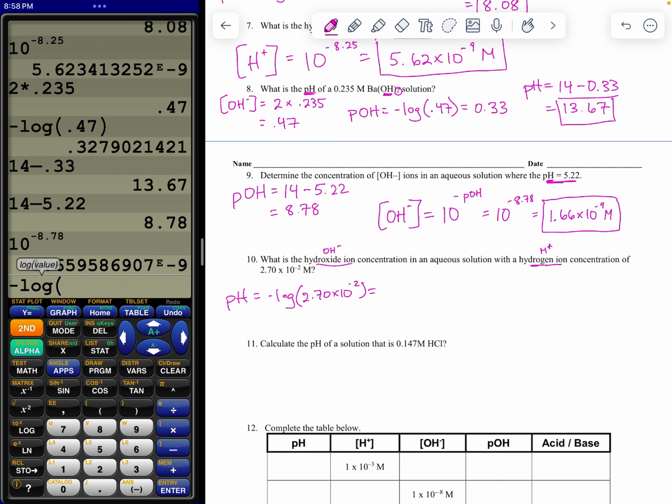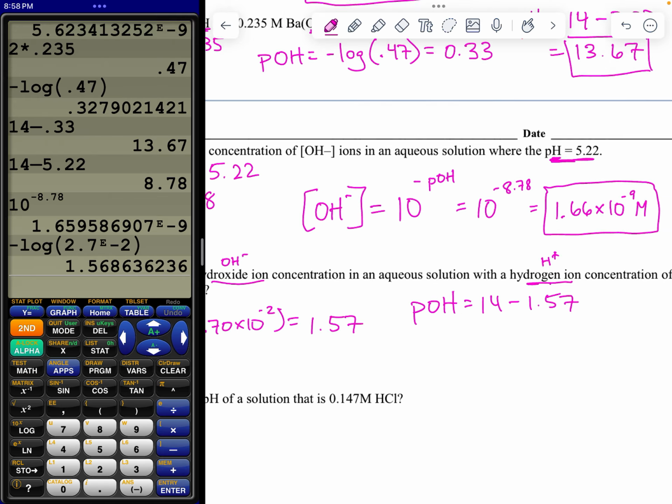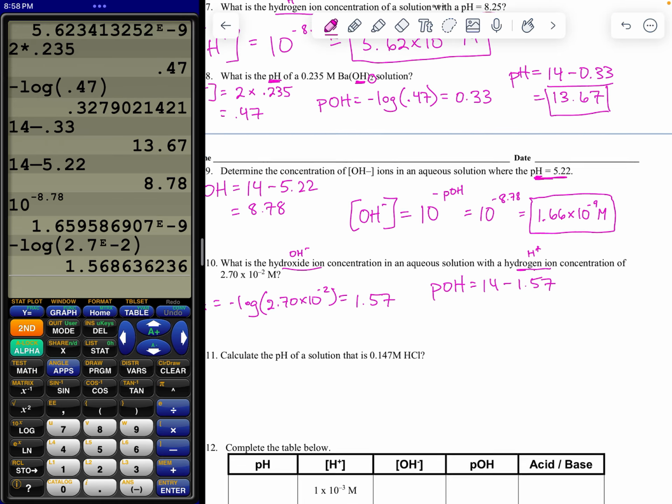Negative log times 2.7 times 10 to the negative 2, and I get a pH value of 1.57 rounded. And from this, what I can do is find the pOH value, which is just 14 minus that. So once I find the pOH, I can then work backwards like I did above, and just figure out the concentration of the hydroxide ions there.